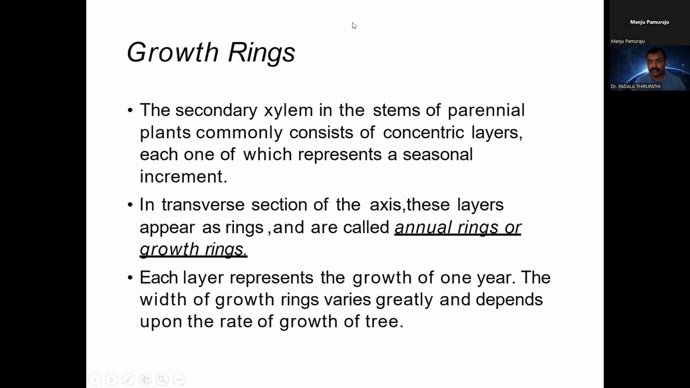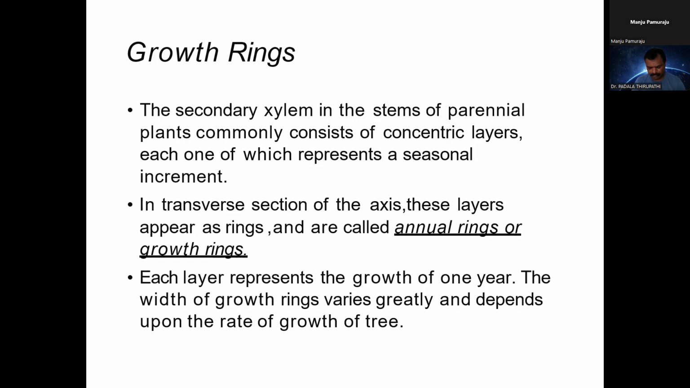In transverse section of the axis, these layers appear as rings and are called annual rings or growth rings. Every year, one ring is formed. Each layer represents the growth of one year. The width of the growth rings varies greatly and depends upon the rate of growth of the tree, but every year one ring is formed.